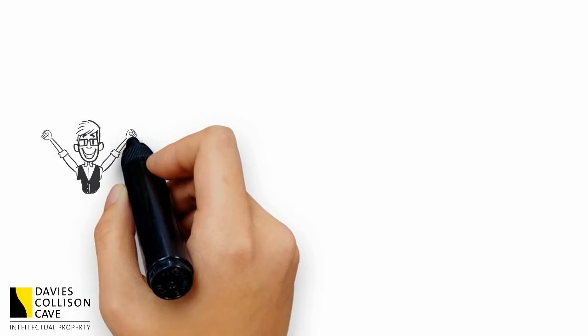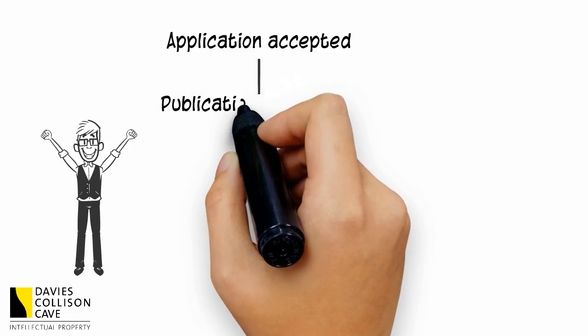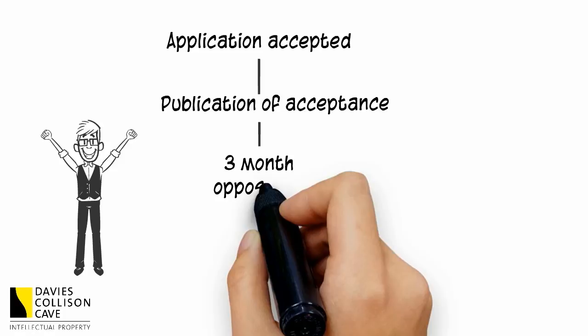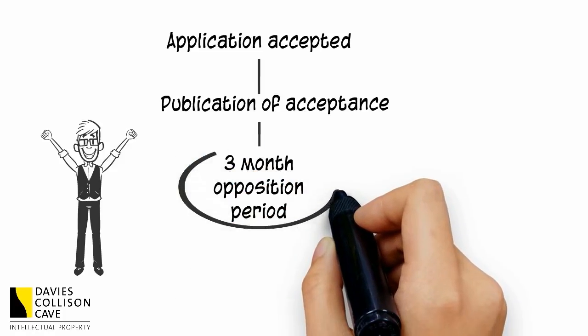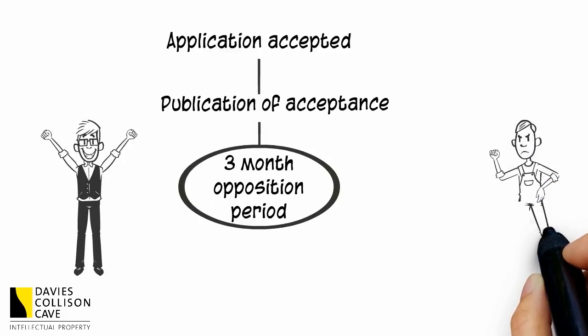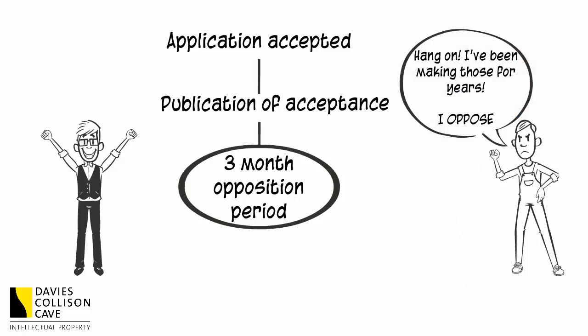Once your application has been accepted, the details of acceptance will be published in IP Australia's official Journal of Patents, and your application will be open to opposition by a third party for a period of 3 months. This is an opportunity for people, typically your competitors, to object to the grant of your patent. There are a range of grounds on which the third party can object to your application.